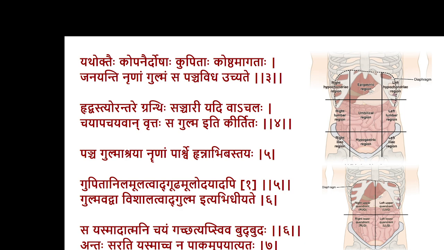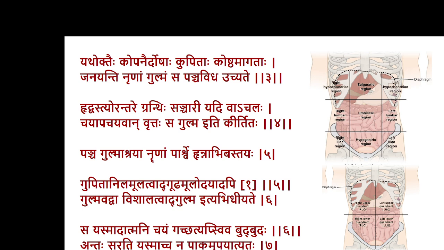Now, Gupitanila Mulatpada, Guda Mulavayadapi, Gulma Udva Vishalapad, Gulma Itebiliyate. Gulma is defined as Gulma because of one, it has a similarity to the shrub plant, where you will have some pedicle and then a wider roof like structure, and the whole lesion is produced due to an abnormality of vata, and the total onset of the disease and the course of the disease also is very hidden, in the sense it is something where the causes cannot be easily defined, and hence it is called as a Gulma. Sa yasmad atmanisayam gacchatyapsuya buddhaha antasarati yasmat napakam upayatyataha.